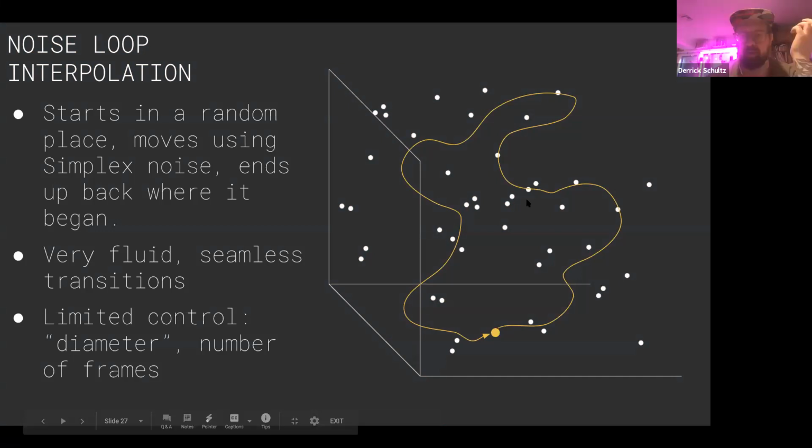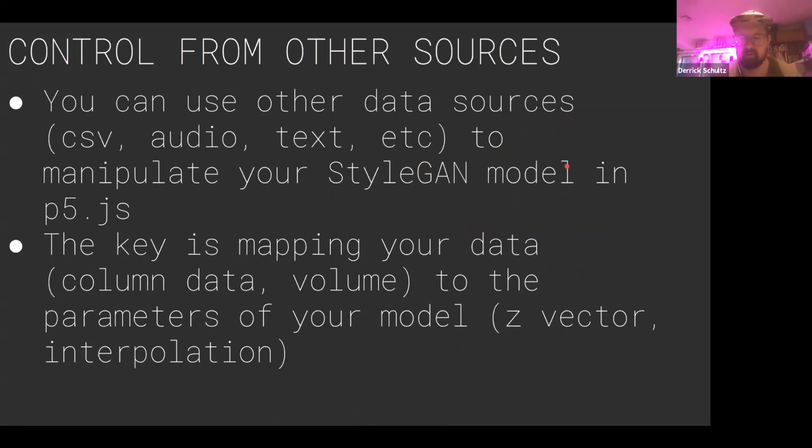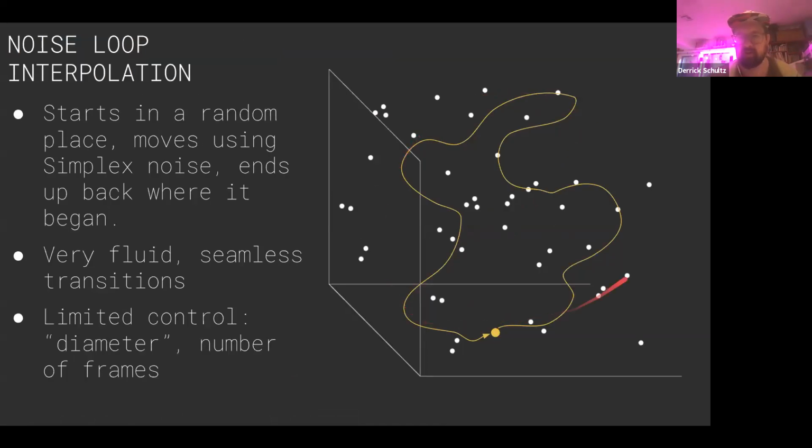This basically starts in a random place. It moves around semi-randomly, but it always comes back to the same place. So the controls here are a diameter and the number of frames. There's no setting the vector that it's going to start with. It starts with a random vector pretty much always. Diameter basically means how wide or how narrow it is. So a narrow diameter would be something like this, in a tiny space, whereas a large diameter would be something like this. It's metaphorical rather than a real thing.